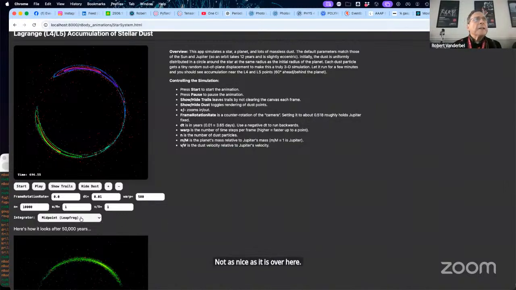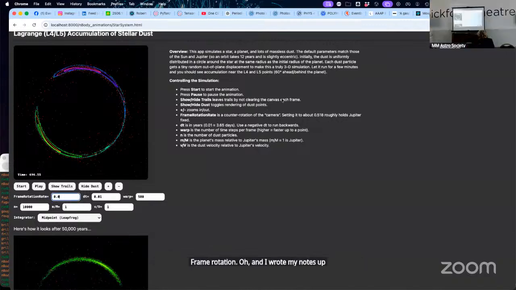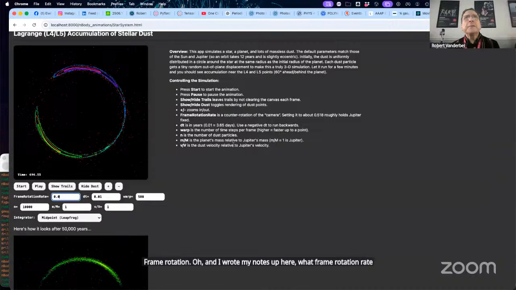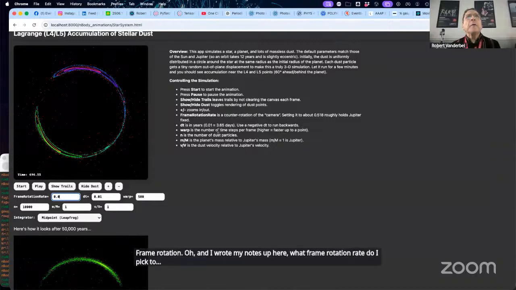And let's see, is there another thing here? Frame rotation. Oh, and I wrote in my notes up here, what frame rotation rate do I pick? I wrote it here somewhere. Does anybody see it?